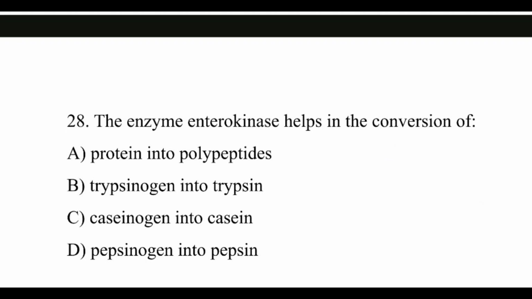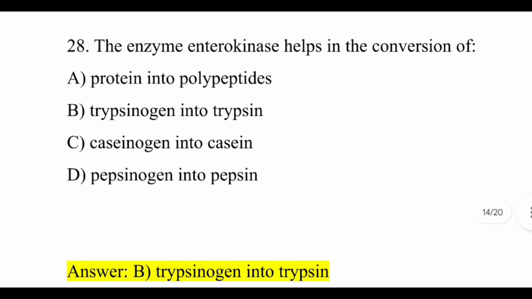28th question. The enzyme enterokinase helps in the conversion of option A, protein into polypeptides. Option B, trypsinogen into trypsin. Option C, caseinogen into casein. Option D, pepsinogen into pepsin. The correct answer is option B, trypsinogen into trypsin.